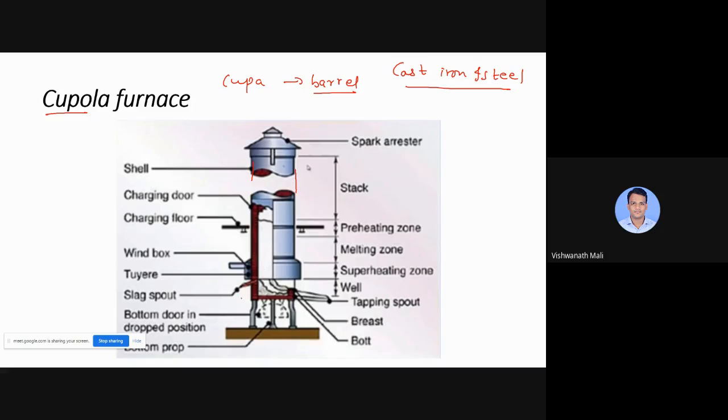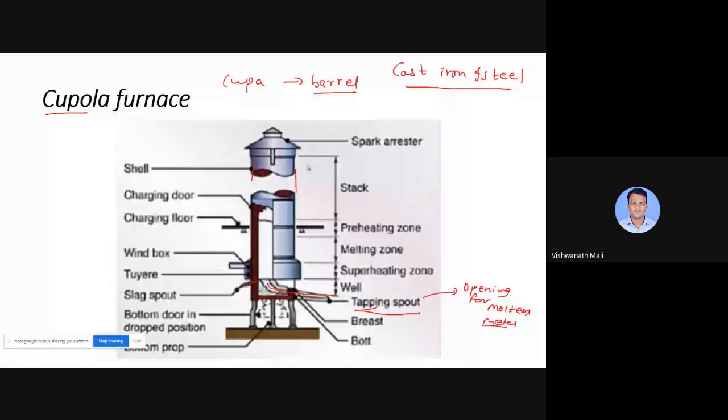At the bottom there is a tap hole. Here you can see the tapping spout. What is tapping? Tapping is the opening for molten metal. You will come across this word tapping in the next furnaces also. This tapping spout is used to get the molten metal we have prepared. Like this, we get the molten metal from the tapping, and we collect it into the ladle.